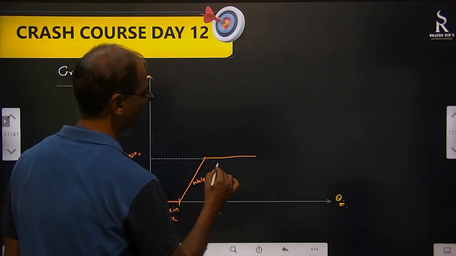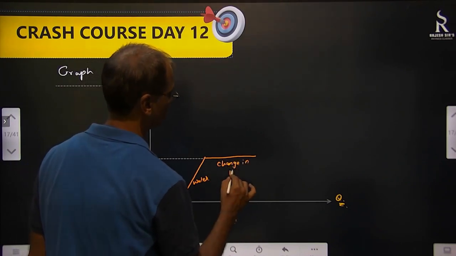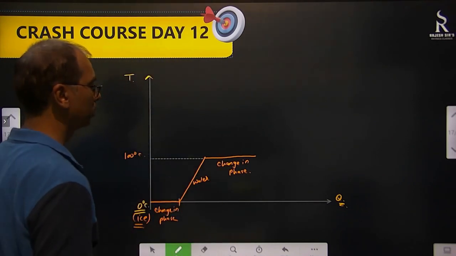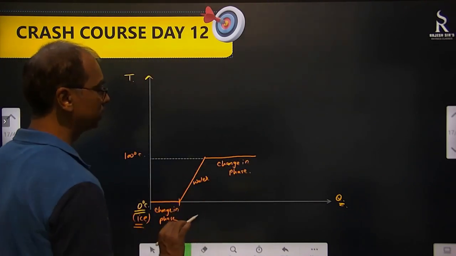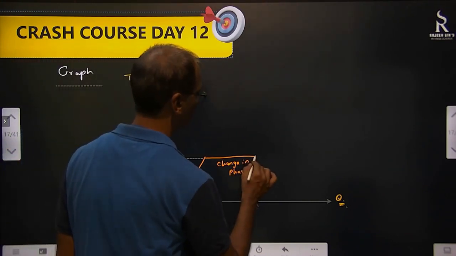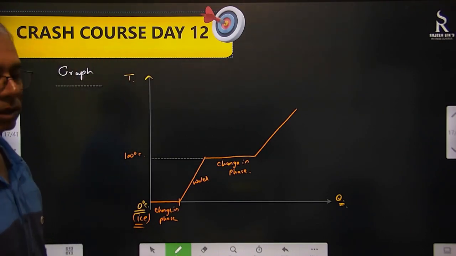Okay. Again change in phase. Now steam is there. If the phase change has fully happened and it is converted to steam, now if you are giving heat again, then again the temperature is going to increase like this. This is how the graph is.